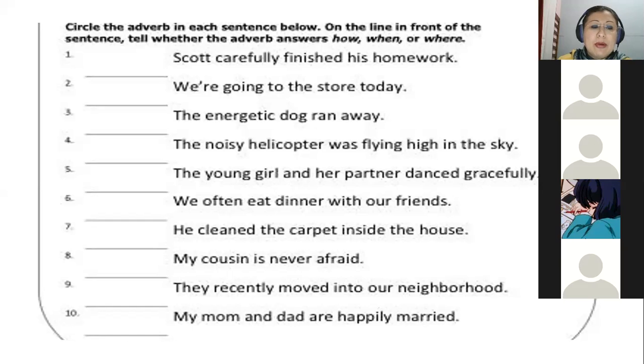Okay, I will do number one. Voy a hacer la número uno para animarlos a participar. Dice, Scott carefully finished his homework. En esa oración, el adverbio es cuidadosamente, carefully. Y nos responde a la pregunta, how? How did Scott finish his homework? Carefully, okay?